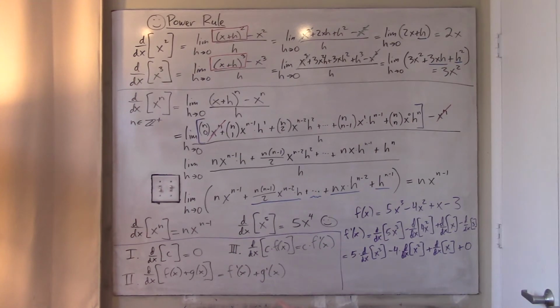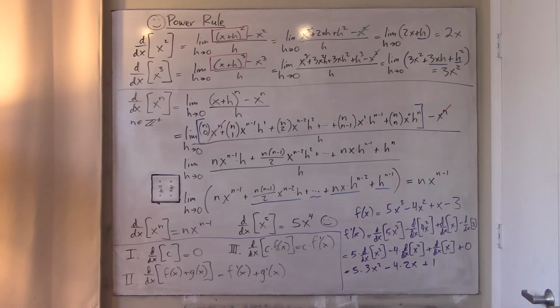I applied rule 1 to say that the derivative of a constant is just 0. Now I'm going to apply the power rule. What is the derivative of x cubed? Okay, we did that already. It's 3x squared. What is the derivative of x squared? It's 2x.